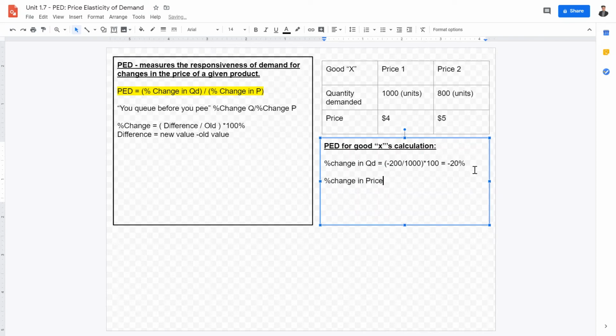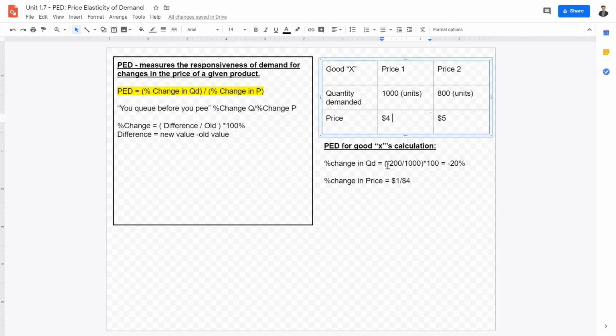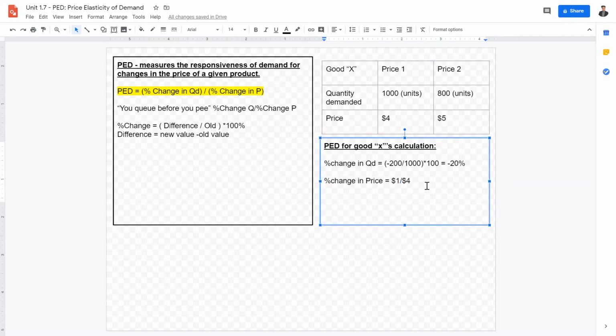Now, vice versa, we also need to calculate the percentage change in price. The percentage change in price is calculated by $1 divided by $4. The $1 here comes from 5 minus 4, new value minus old value, which is the difference, divided by the original value, and then we multiply it once again by 100, giving us a percentage change of positive 25%.